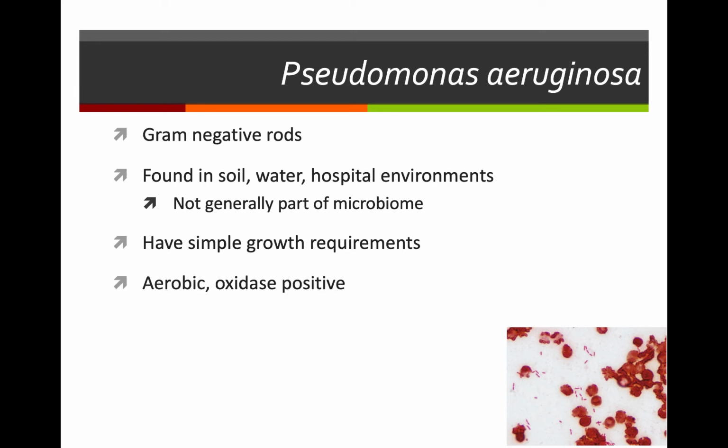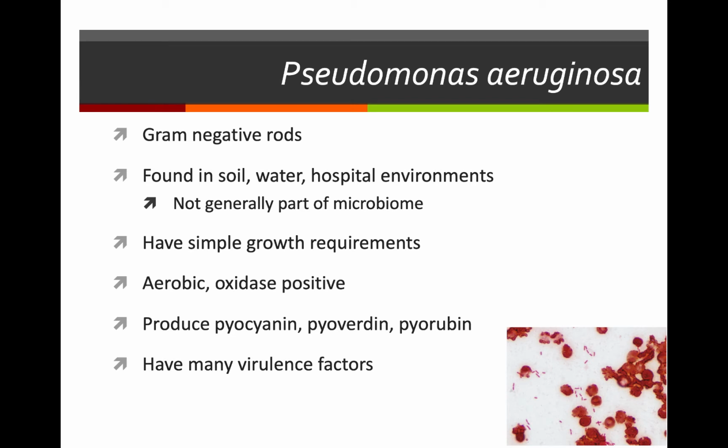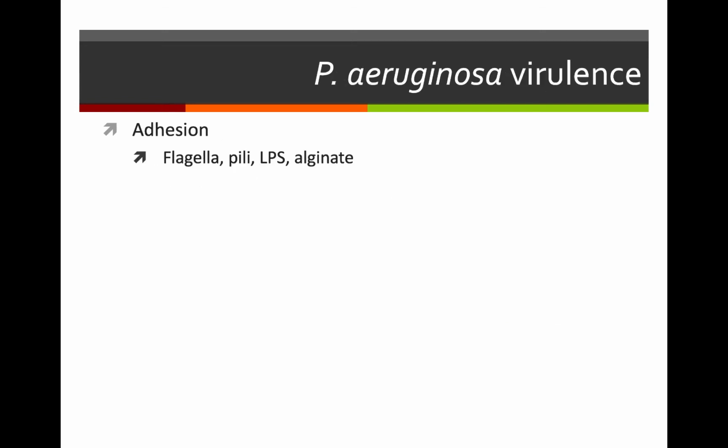They are aerobic, and like I mentioned, they are oxidase positive, which again will allow you to differentiate this gram-negative rod from the Enterobacteriaceae. They produce a number of different pigments, including pyocyanin, pyoverdin, and pyorubin. Pyocyanin is the major one that we'll talk about because it serves as a toxin in the host. Aside from toxin production, they have lots of other virulence factors which can make Pseudomonas aeruginosa a pretty nasty infection.